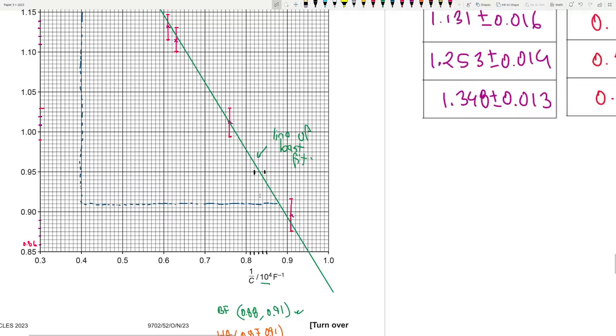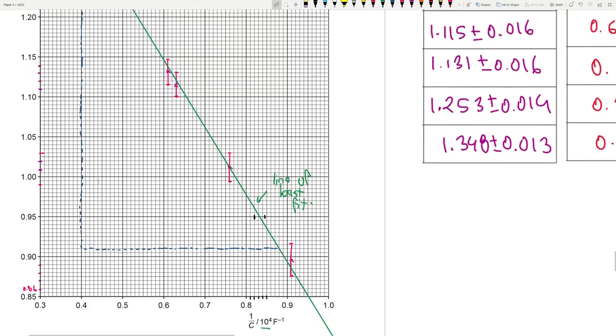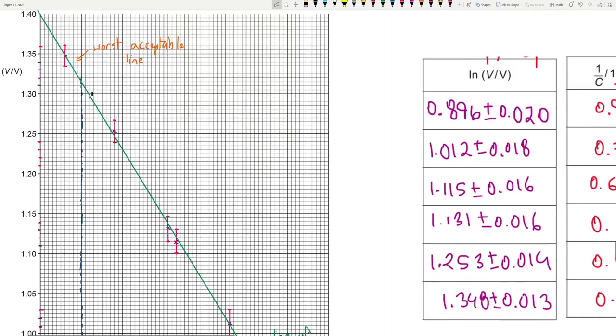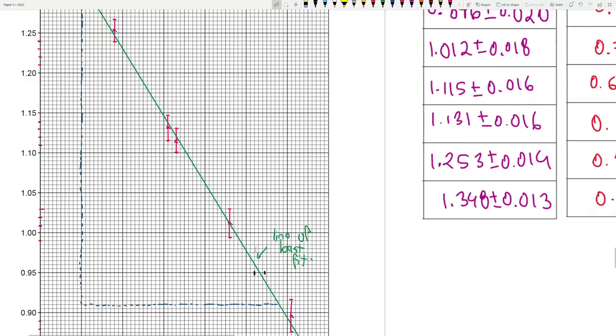Okay, let me check the mark scheme. It says it should pass through 0.820 and 0.845 at 0.95, and 0.40 and 0.425 at 1.30. So you can check your diagram whether it passes through these black lines that I drew.